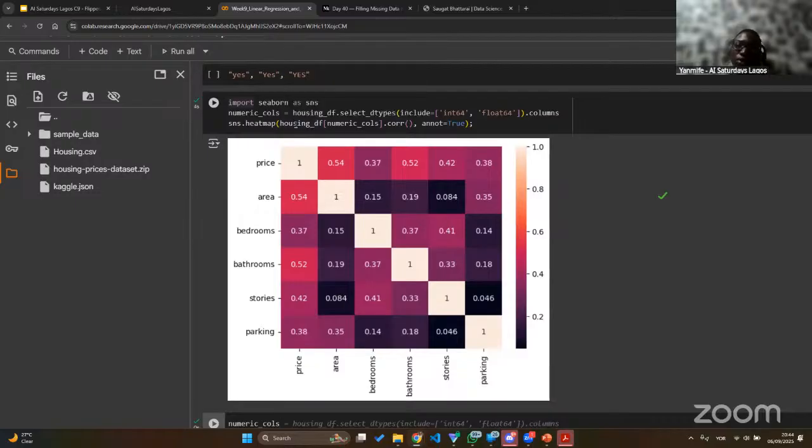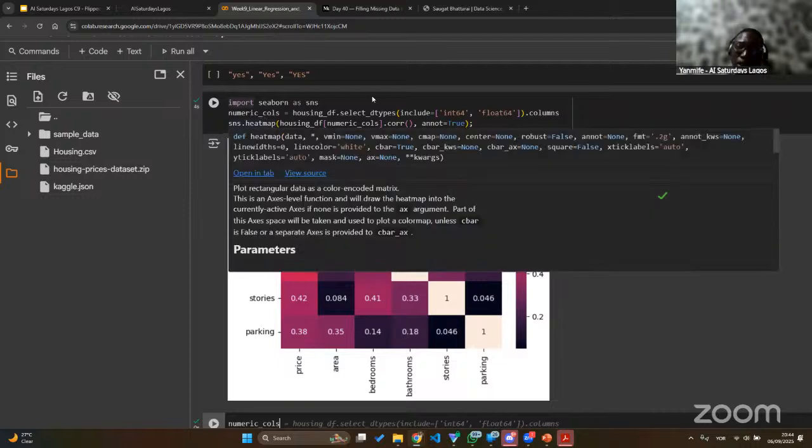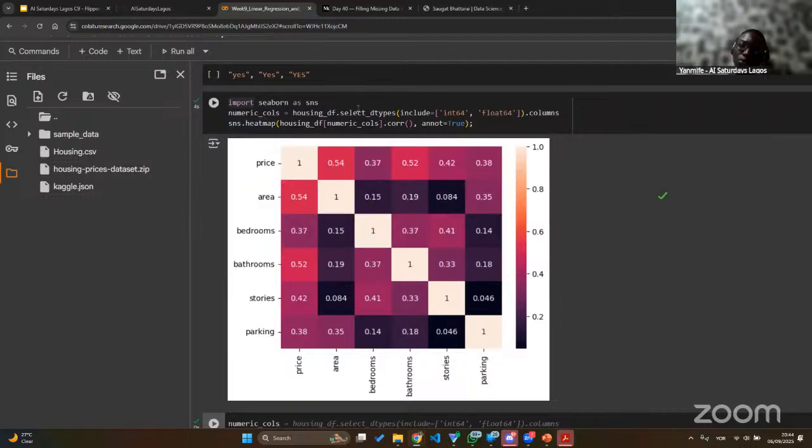Then I want to see the correlation between them. Aside from that, I now want to plot the heat map. The heat map will make it easier to visualize. If I just plot the correlation, it will give me a big matrix of numbers, but this will make it beautiful and help us understand.